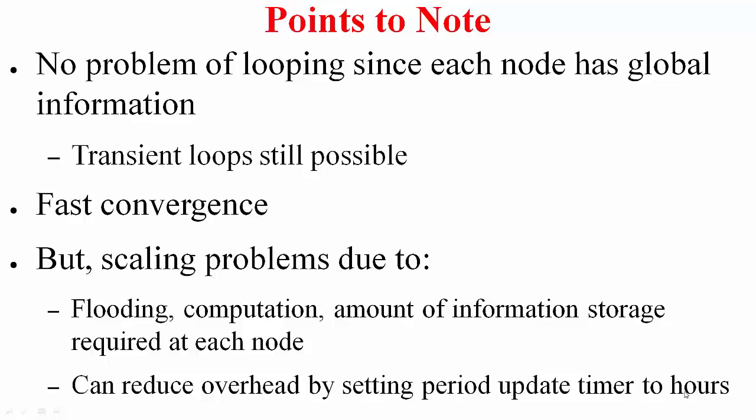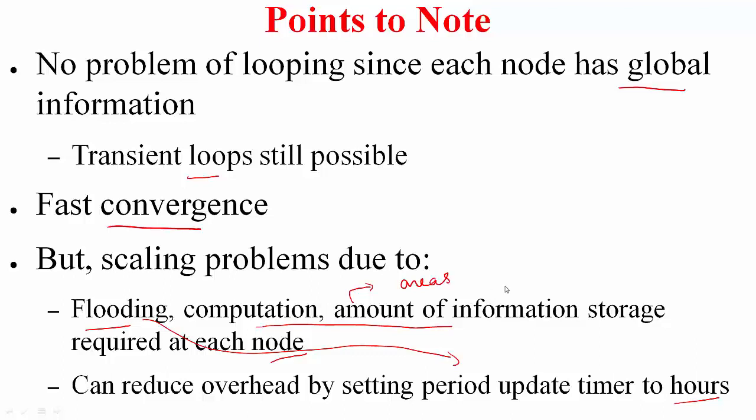So here are a few points to note specific to the link state algorithm. There is no problem of count to infinity looping because each node has global information. However, it is possible to have transient loops when the topology changes and you're in the process of getting the new topology information. Again, convergence in link state is very fast because you have global information. However, link state suffers from scalability problems because you are flooding the entire network, and also the computation and the amount of information you have to store at each node is high because you have to maintain the entire graph information, which node has which neighbor, and so on and so forth. This flooding can be handled to some extent by setting periodic timers to hours. And the information storage is handled through the use of areas, which I will cover a bit later.